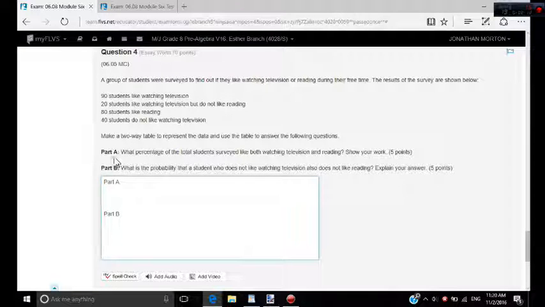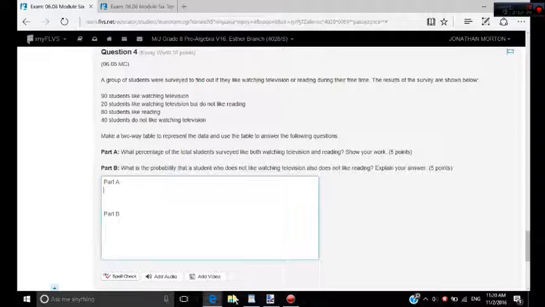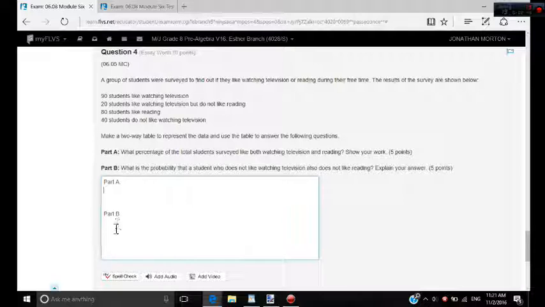So the first question, part A, would be, what percentage of total students surveyed like both watching television and reading? The way that I found my answer for part A would be 70 is what percent of 130, because it's asking us what percentage of students like reading and television of the total amount of students, which would be about 54%.